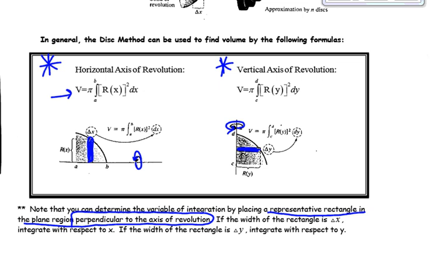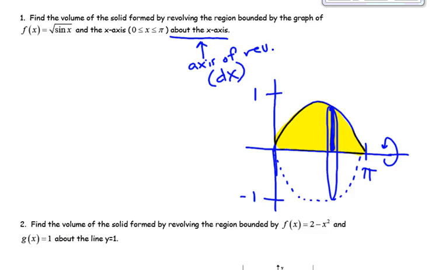I need to figure out what that R is. And R for this problem is kind of like the S that we had in the previous problems. So this length is what I'm going to call my R. That's my radius. It's bounded by the curve of square root of sine on the top, and on the bottom is just the x-axis. So R is just the square root of sine x.